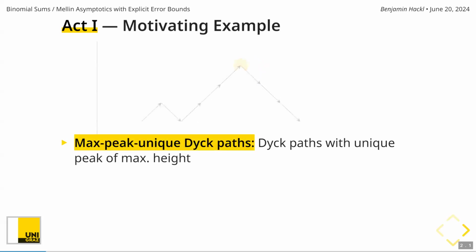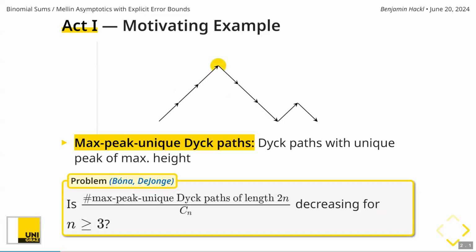I've called those, and the name will only appear once or twice in this talk, max peak unique Dyck paths. These are exactly the paths where we have a unique peak of maximum height. Okay, why are we interested in those? Well, because apparently Miklos Bona and the student Elia de Jong were interested in whether the ratio of these paths among all of them is decreasing for n greater or equal to 3.